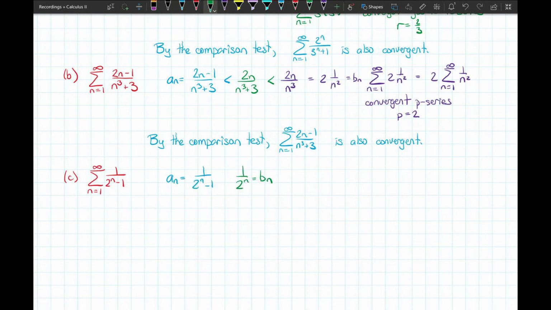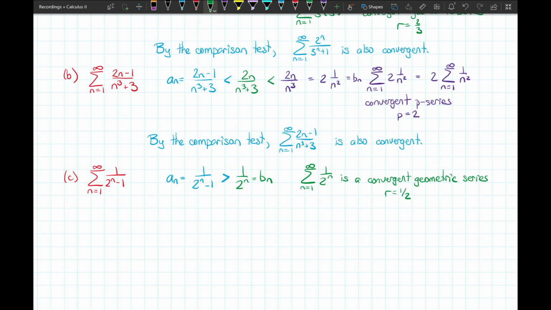Now if we do that, 1 over 2 to the n minus 1 is going to be a slightly larger fraction than 1 over 2 to the n. Simply because if we have a smaller denominator, it ends up being a larger fraction. Well, that makes a bit of a problem actually. That's because we know that the series 1 over 2 to the n from n equals 1 to infinity is a convergent geometric series since the ratio there is 1/2.